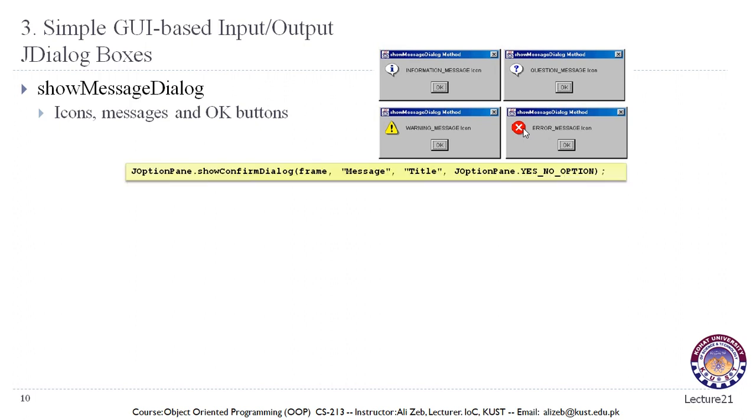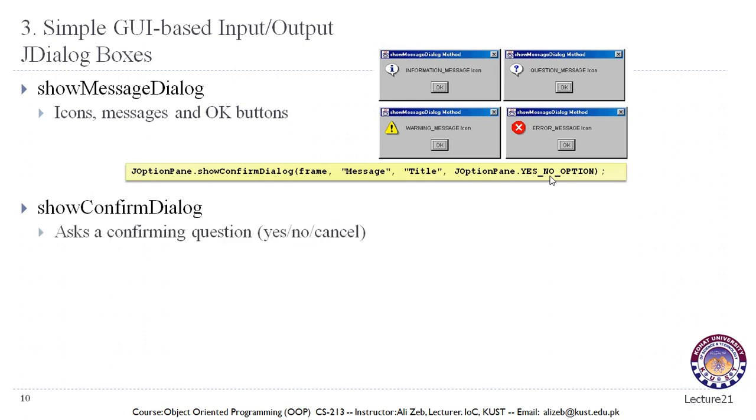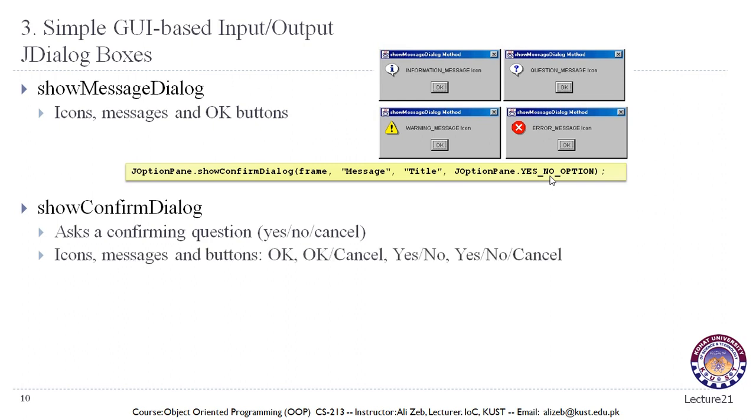Icons, messages and OK buttons. JOptionPane.showConfirmDialog, frame, message, title, JOptionPane yes no option. So you can choose the type of the option that you want to display on the screen. Show confirm dialog is another method. Ask a confirming question: yes, no, cancel. Icons, messages, buttons: OK, cancel, yes, no, cancel. These are the options that we can choose from and display on the screen based on our requirement.